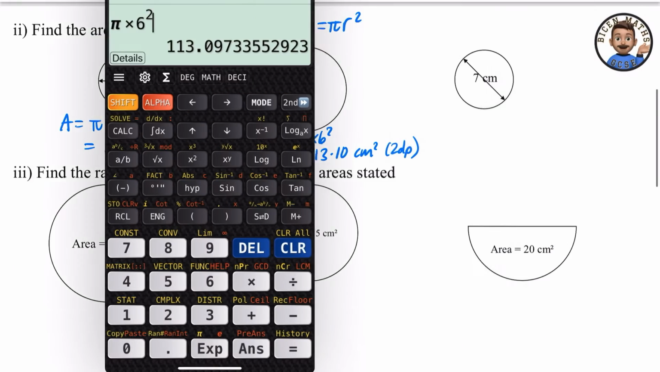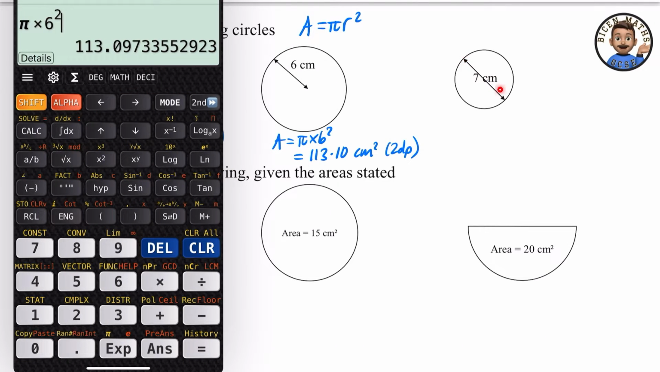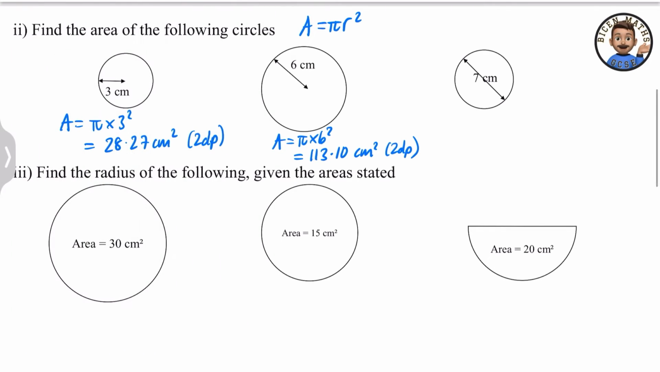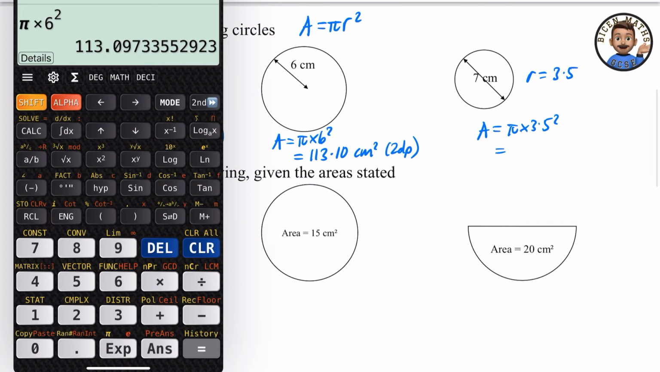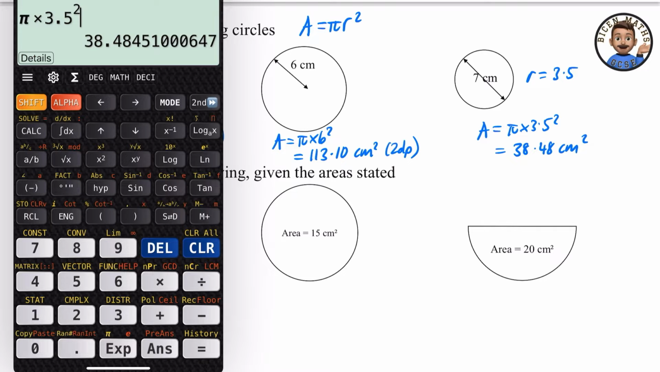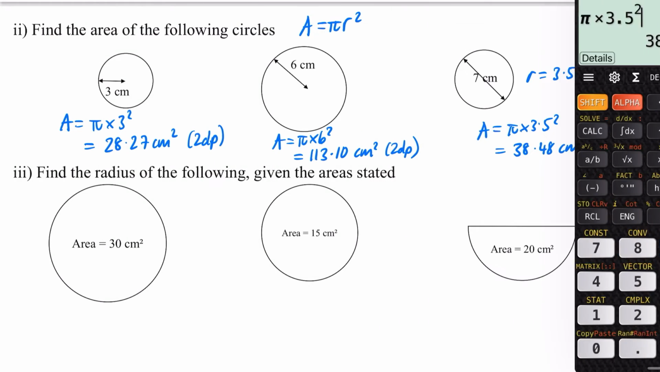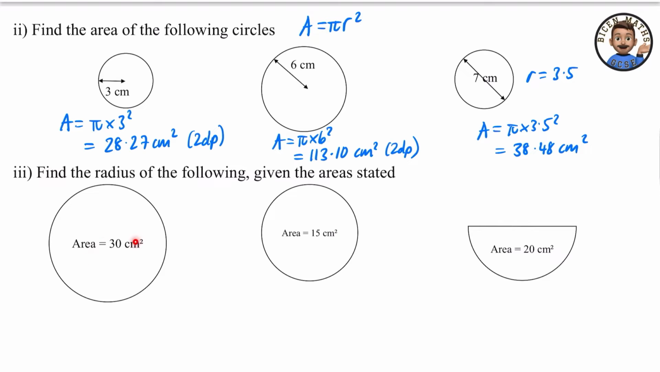The last one is a little bit different because the diameter is 7 and the formula is only for the radius. So I have to use the radius, half of that, which is 3.5. So the area is pi multiplied by 3.5 squared, which is 38.48 centimetres squared. Okay, so now we're going to look at some other kinds of questions where we go backwards. They've told us the area and we want to find the radius.